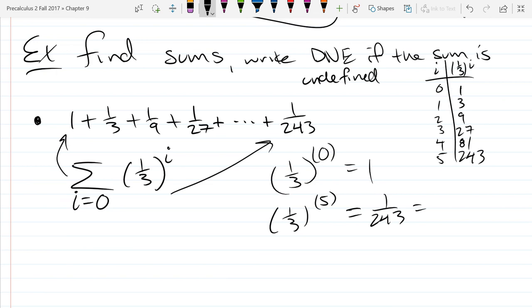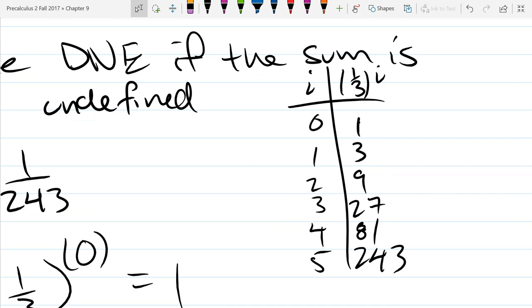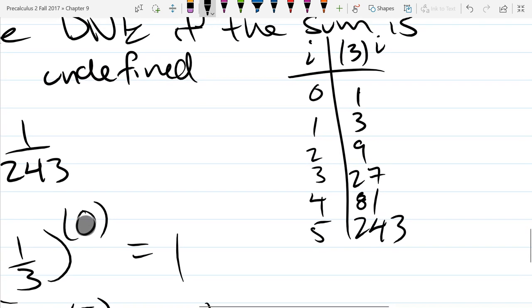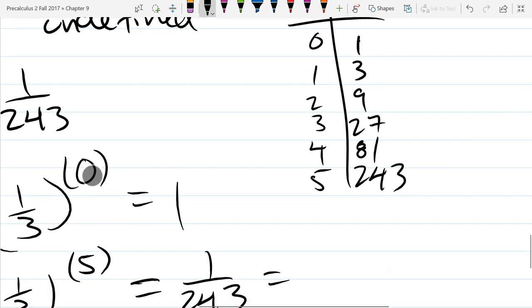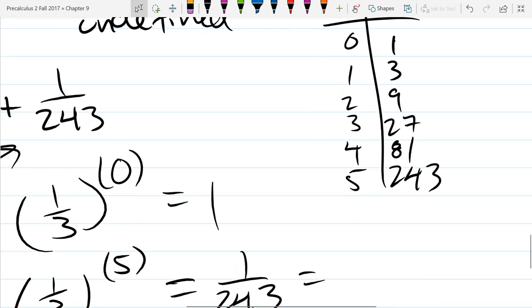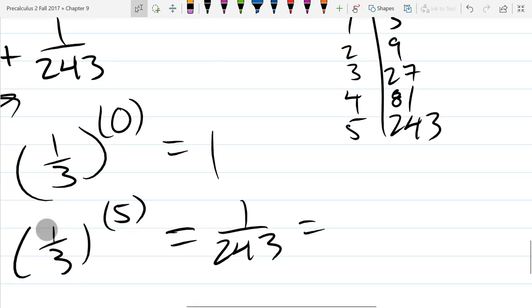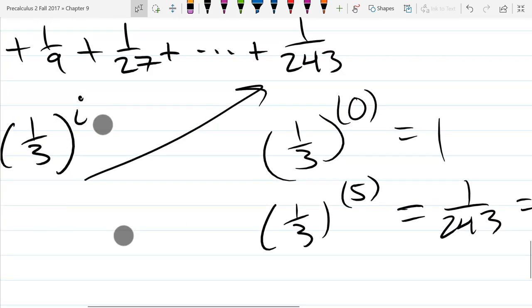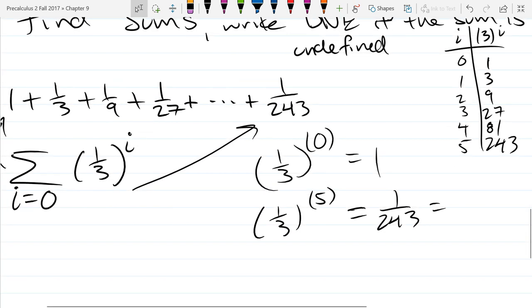243. So I just made a fast table up here where I counted i, and then what's 1/3 to that power. So 1/3 to the 0 is 1, 1/3 to the 1, oh man, so I got 3 to the i. So 3 to the first is 3, 3 to the second is 9, 3 cubed is 27, 3 to the fourth is 81, 3 to the fifth is 243. I just did times 3 going down in that column. All right, so 1/3 to the fifth. That means we're going to stop at 5.